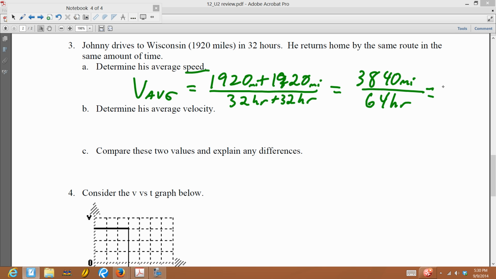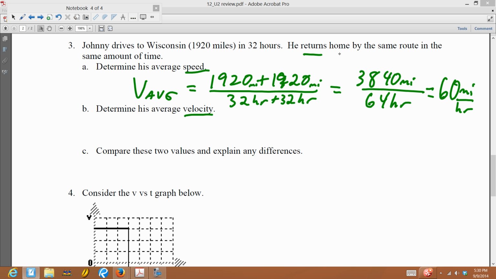It's 60. Maybe 60 miles per hour. Okay? If I did it right. If I did the math wrong, forgive me. Next one I want to know about velocity. Now this is a round trip.